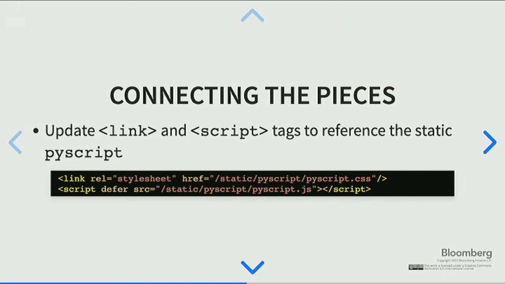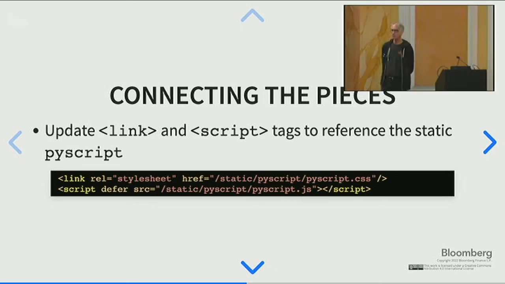But now we have to connect these pieces so that we are actually using these local assets. So we need to update the link and the script tags that were in our little head section, if you remember from before, to reference our static local copies. So notice the /static there. That is, we've essentially replaced the HTTP yada yada yada with files that are relative to our web server.